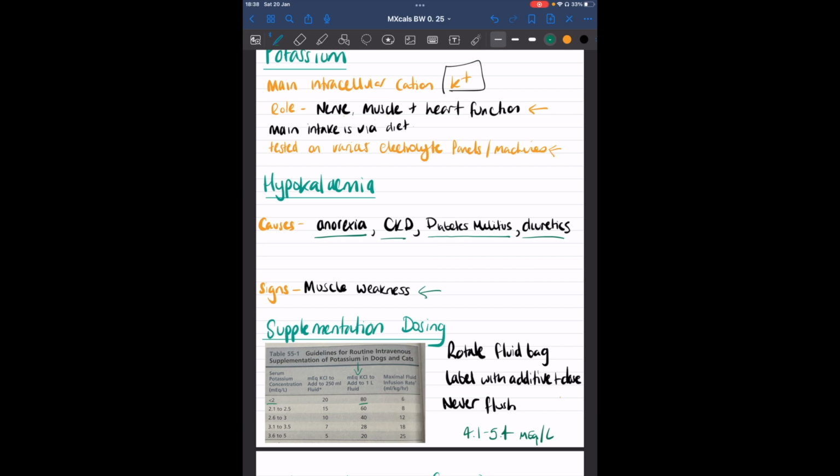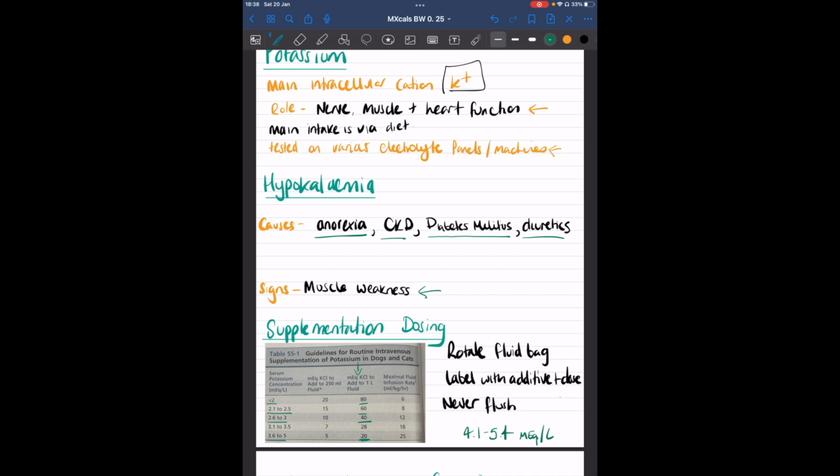But also quite serious, this is quite seriously low, but for 2.1 to 2.5, they recommend putting 60 milliequivalents into a 1 litre fluid bag. So 2.6 to 3, it's 40, and so on. And 3.6 to 5 is the 20, which is commonly, you always have to check how many milliequivalents are in the vials that you're given. Commonly the ones I'm used to are 20 millimoles, or 20 milliequivalents, per vial.